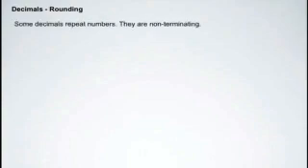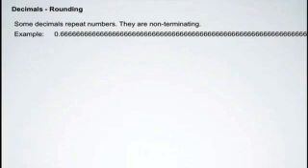So sometimes we have decimals that repeat numbers. So these are non-terminating, meaning that they will never end. The part that repeats will just keep repeating and repeating forever. So some examples are 2/3. 2 divided by 3 gives us 0.666666, and it would never end.